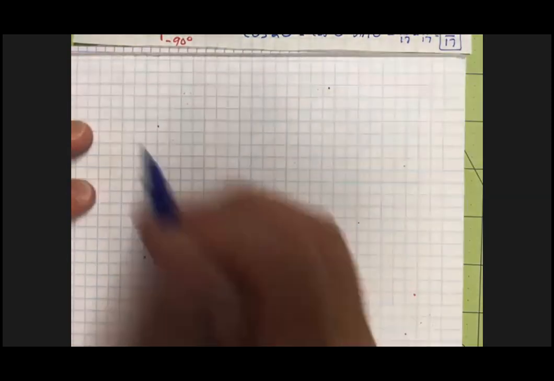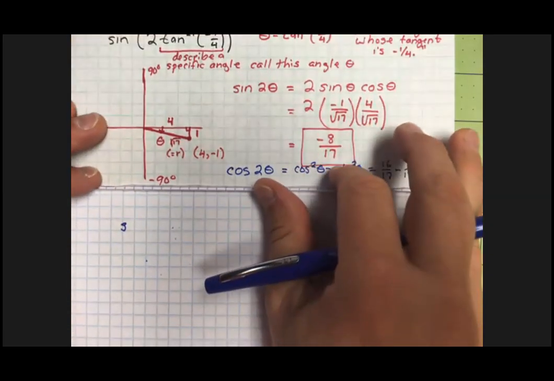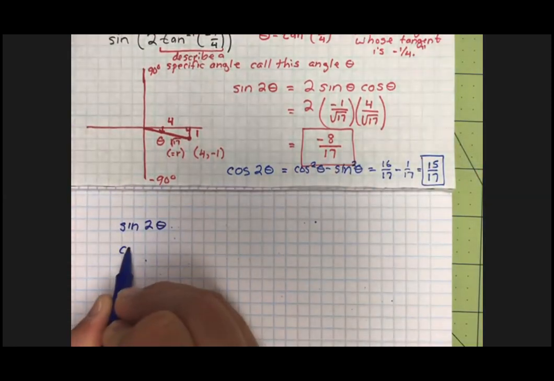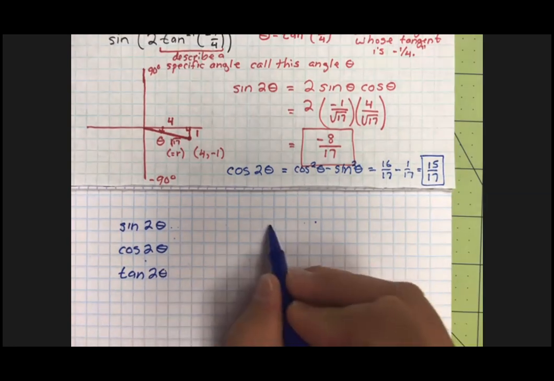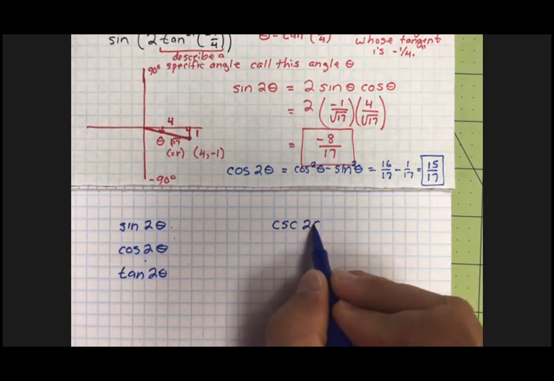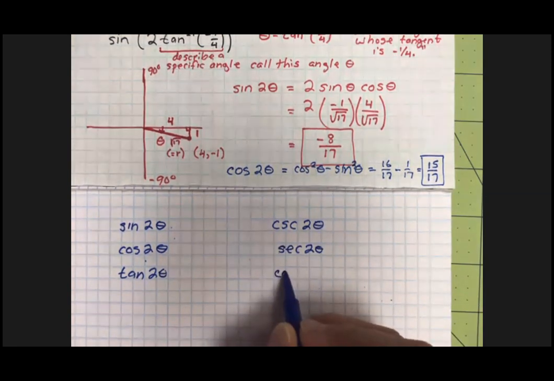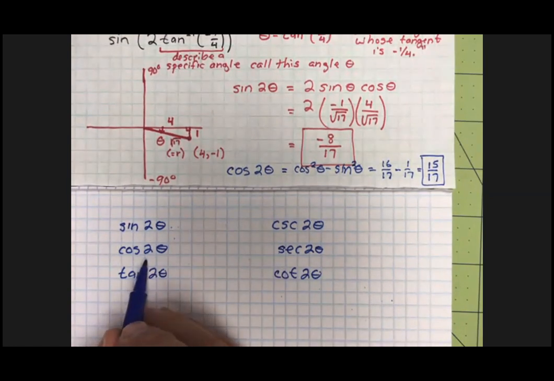But what if someone really challenged us and said, okay, you've done the sine of 2 theta. You've done the cosine of 2 theta. Give me all the other ones. Tangent 2 theta, cosecant 2 theta, secant 2 theta, cotangent 2 theta. Well, you understand that everything's made out of sine and cosine. So if you know these 2, you know all the others.